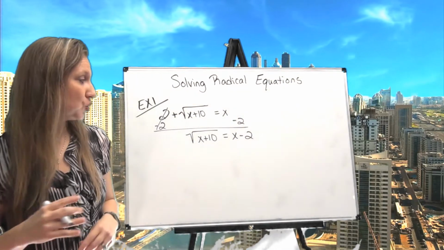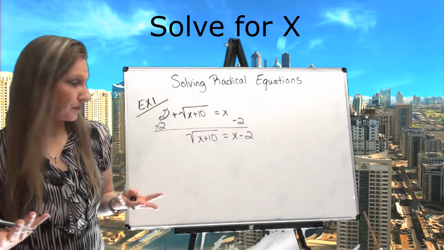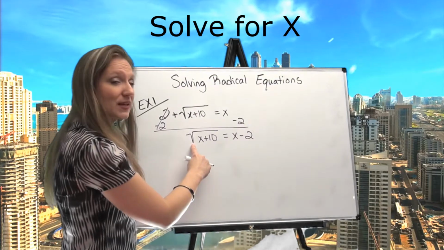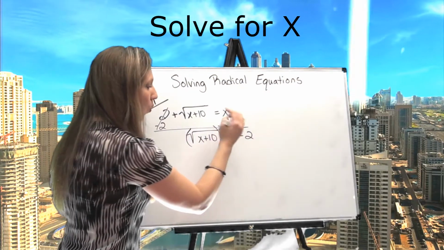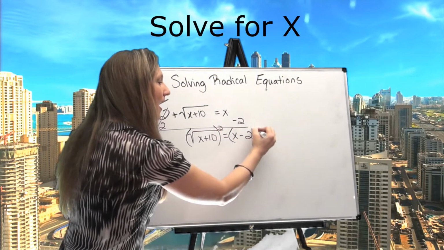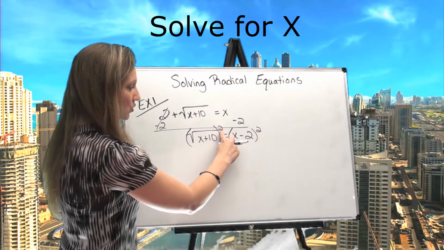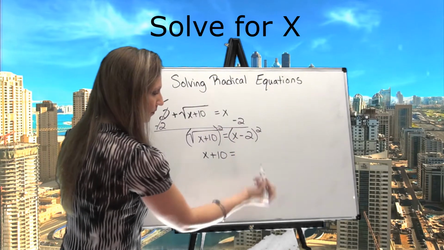Second step is we want to do whatever we have to do to get x by itself, to solve for x. So to get rid of this radical, I am going to square it because the opposite of a square root is to square. What I do to one side, I have to do to the other side of the equal sign. So when I square this square root, I am just left with x plus 10.